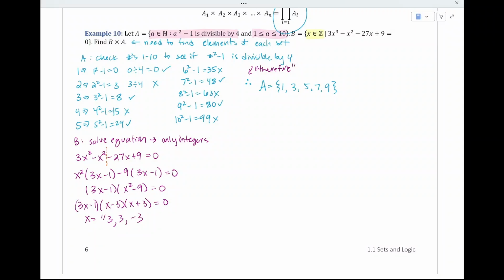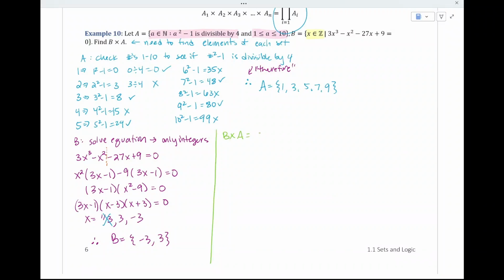And I just said I wanted only integers. So I'm not going to include that 1/3 because it's not an integer. So therefore, B is the set -3, 3. No 1/3. And now I think I'm finally ready to do B cross A.